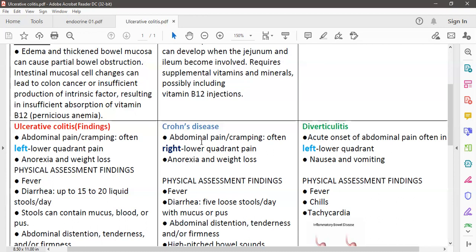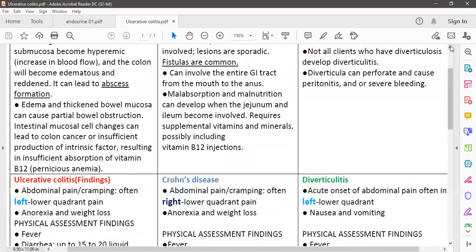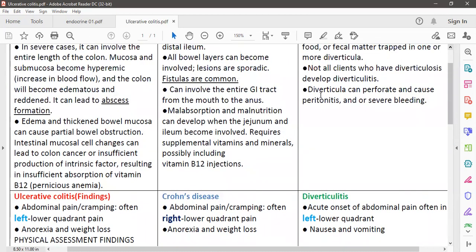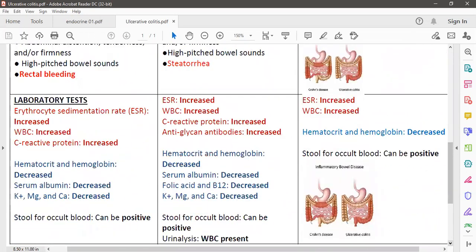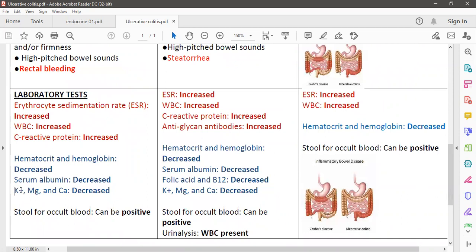And some books say the signs of peritonitis are rigidity, or board-like abdomen, rigid abdomen, rebound tenderness, and the patient develops fever and tachycardia. As I told you, in the laboratory study, we can see all electrolytes decrease, folic acid and vitamin B12 decrease.